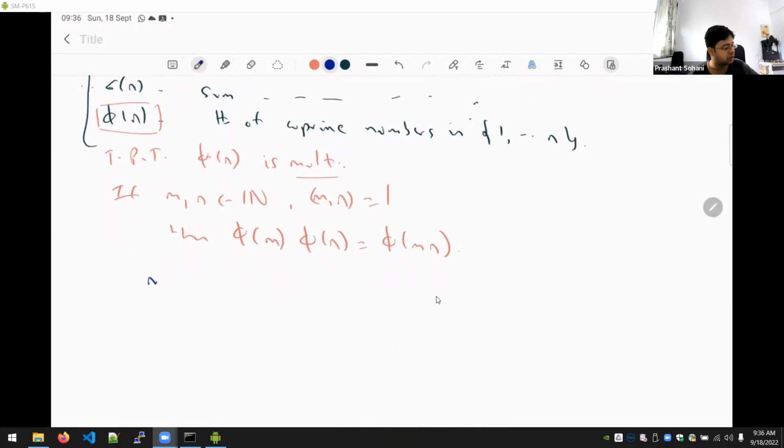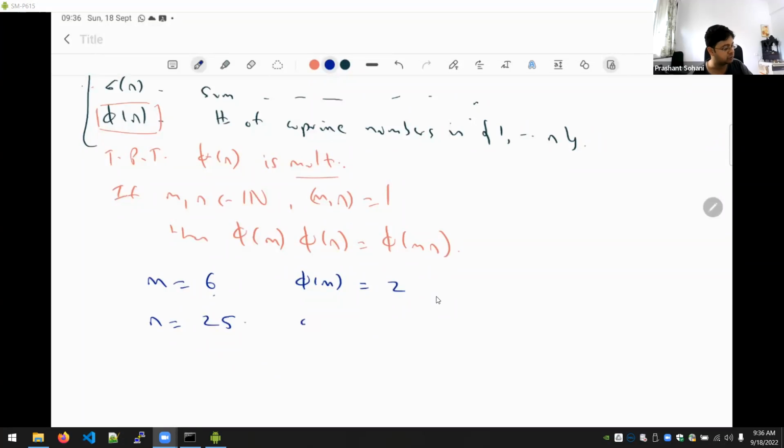So let us take some concrete example. Let's say we take m is equal to 2 into 3, 6, and n is equal to 5 squared, 25. So the claim is phi of m, which is the number of terms coprime to 6. Right now we don't know the formula of phi of n, or even if you do know, you can assume that you don't know and try to compute it directly. Just count the number of terms. So phi of m will be simply 1 and 5, right? Phi of m is simply 2, because there are only two numbers between 1 to 6 which are coprime to 6.